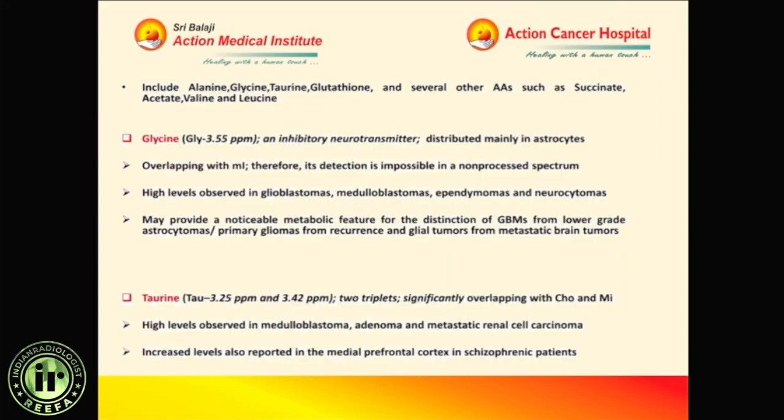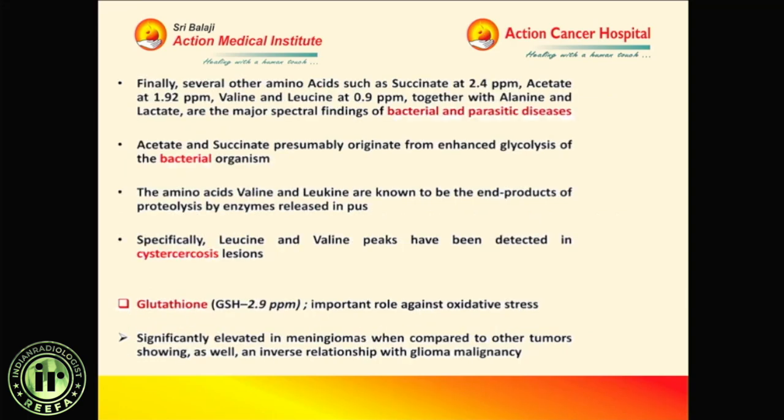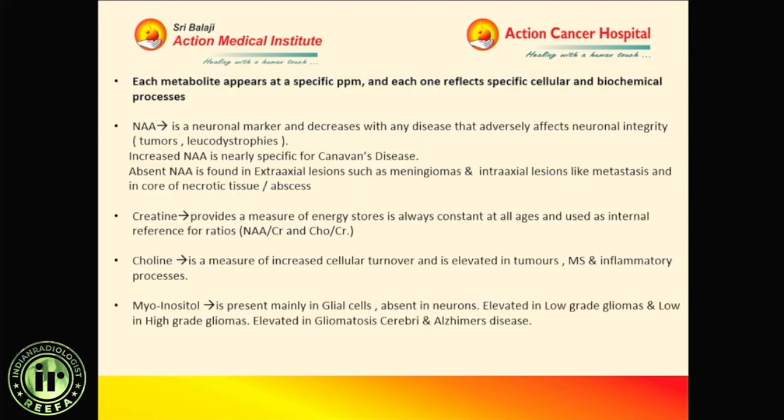There are several other peaks which are important. Glycine is there in glioblastomas, medulloblastomas, ependymomas. Taurine also is high in medulloblastomas, adenomas and metastatic renal cell carcinomas. Now there are several other amino acids such as succinate at 2.4 ppm, acetate at 1.92 ppm, valine, leucine and isoleucine at 0.9 ppm together with alanine and lactate are major spectral findings of bacterial and parasitic diseases. Glutathione again is elevated in meningiomas. Now each metabolite appears at a specific ppm and each one reflects specific cellular and biochemical processes. All this I have already covered.